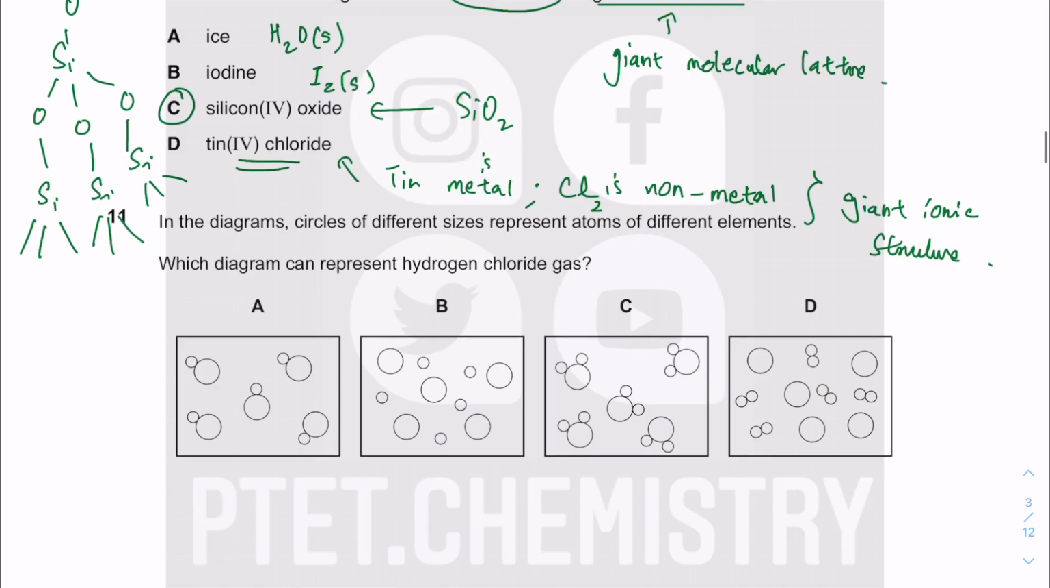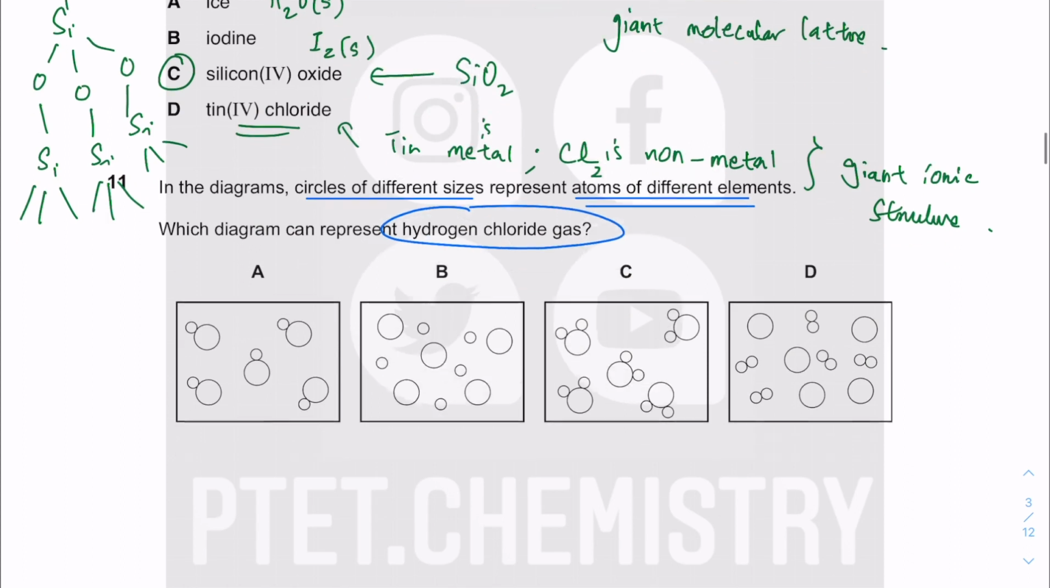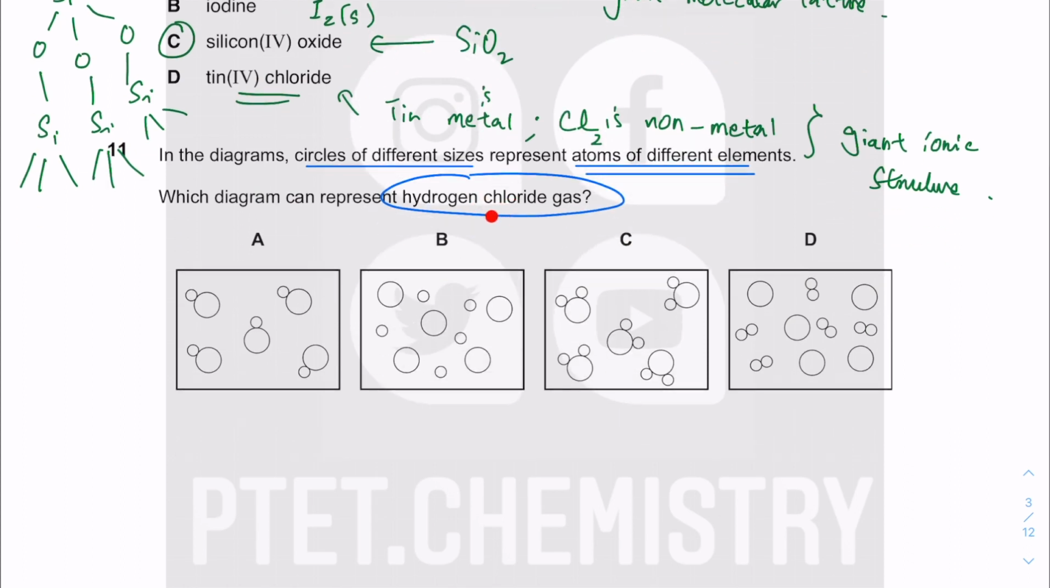Question 11. So circles of different sizes represent atoms of different elements. Okay. You're looking for hydrogen chloride gas. Hydrogen chloride was part of the case study in diffusion. So you have hydrogen chloride and ammonia to give you the steamy white film, the white solid that forms closer to the HCl, because NH3 is lighter, which you can do in terms of molecular masses.